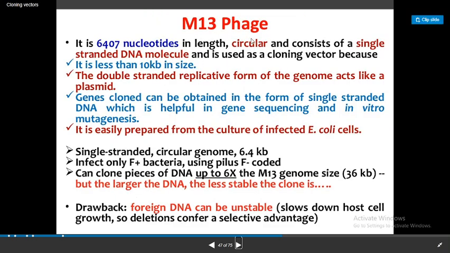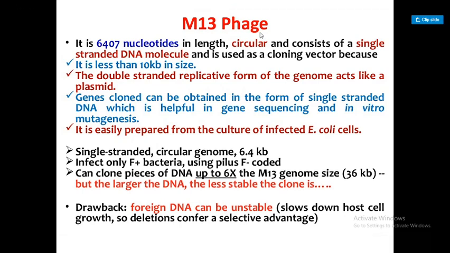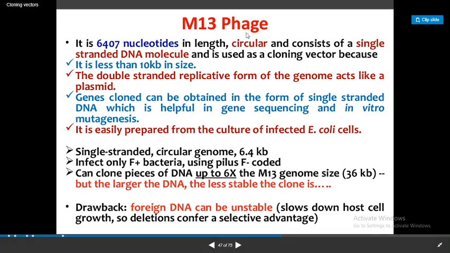So this is M13 phage. I have already told you about bacteriophage and M13 phage. This is a single stranded DNA. Filamentous phage is called M13. It is a circular single stranded DNA molecule. This is very easily prepared in culture for infecting E. coli. How much is the size? 6.4 kilo base pairs. It infects the bacteria.